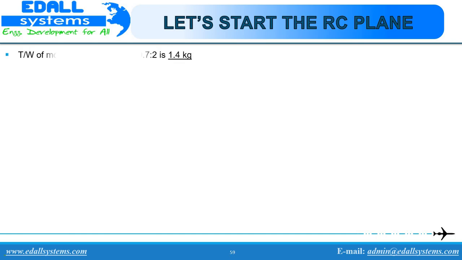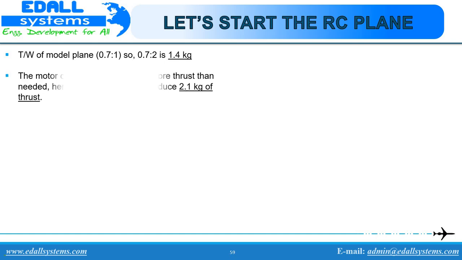We know the thrust to weight ratio of an RC trainer model is 0.7:1, and substituting the 2 kg aircraft in place of 1, we get 1.4 kg thrust to carry our plane. The motor chosen should have 50% more thrust than needed. Hence, the motor should produce 2.1 kg of thrust.